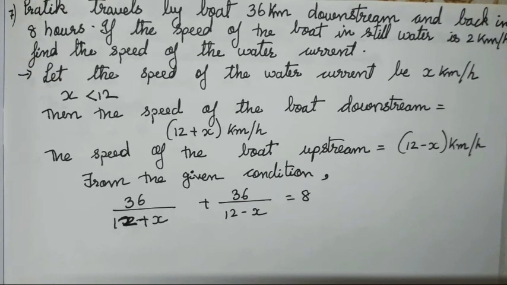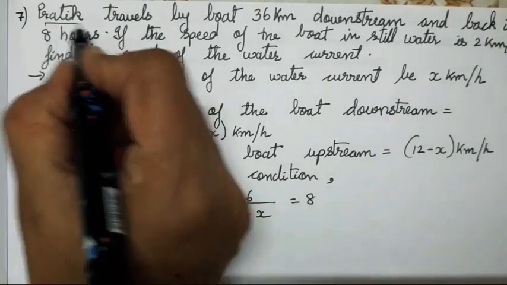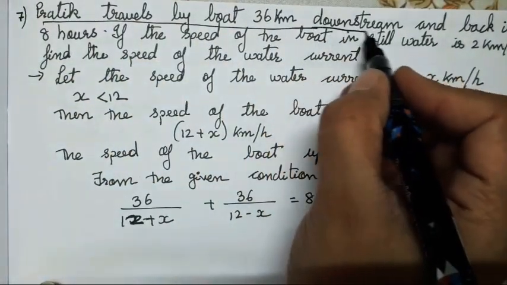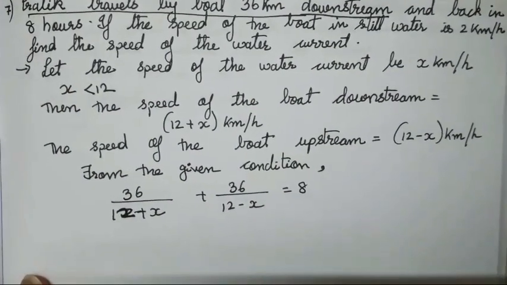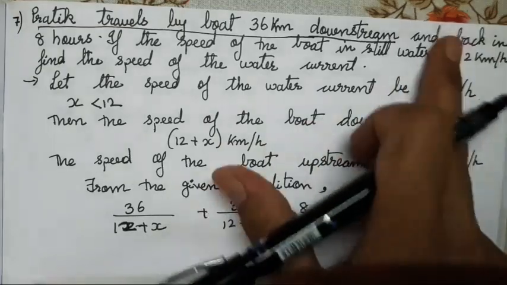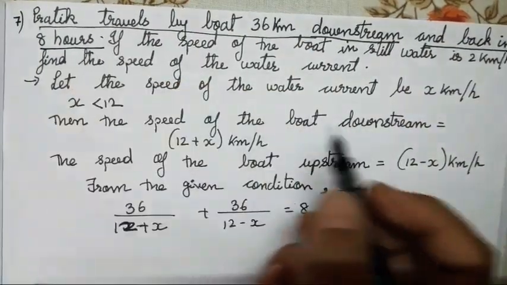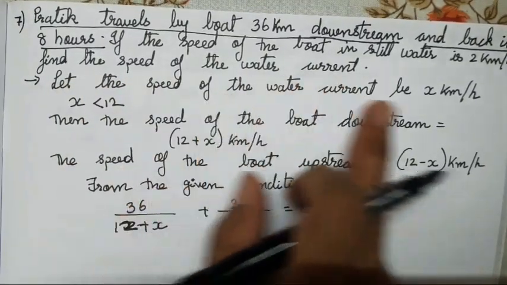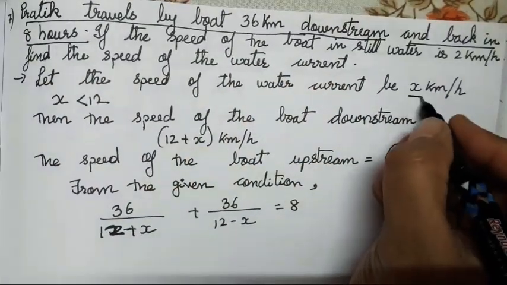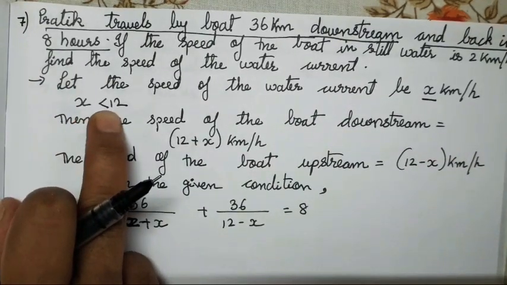If the speed of the boat in still water is 2 km per hour, find the speed of the water. So he travels 36 km downstream. Downstream means down the current. It is going to be counted in kilometers, and he will be back in 8 hours. So first we have to suppose the speed of the water current as x. I have already written it, and x is smaller than 12.